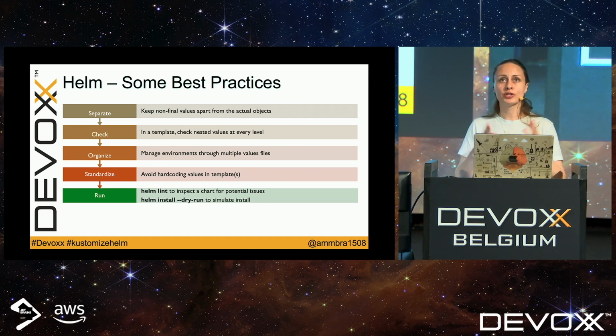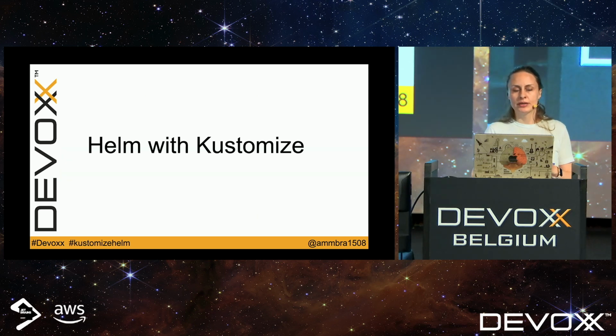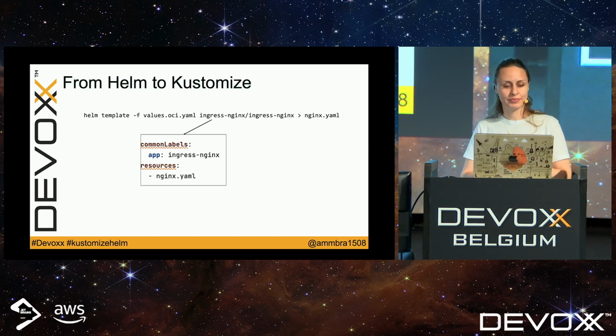How do you check if your chart was correctly defined? Use Helm lint, which can inspect your chart for potential issues. And of course, always attempt a dry run of the installation that you're planning to do with Helm. Dry runs can save a lot when working with Helm. How about Helm with Kustomize? Do they work together? They do. There are some ways to work with Helm and Kustomize.